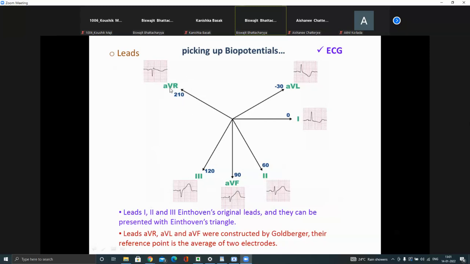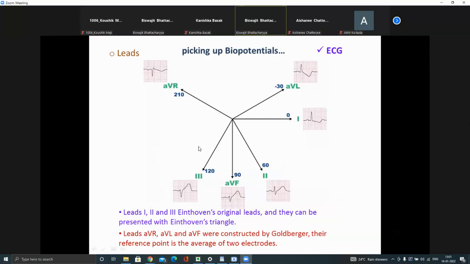AVR voltage is this particular way. So if we reverse it, then they will come on the same side. So if we reverse it, leads AVR, AVL, AVF are constructed. These three leads, AVR, AVL and AVF, are also called the Goldberger leads. They were originally constructed by the scientist Goldberger. Their reference point is the average of the other two electrodes.